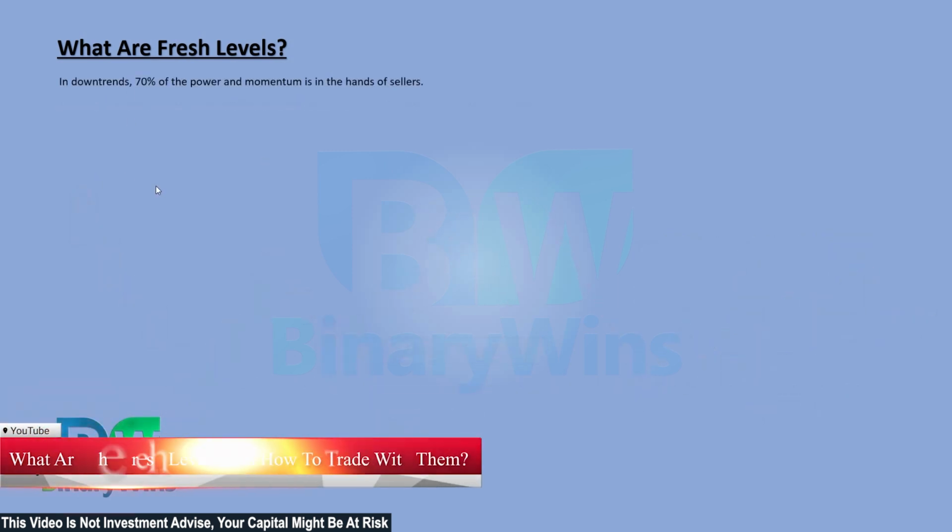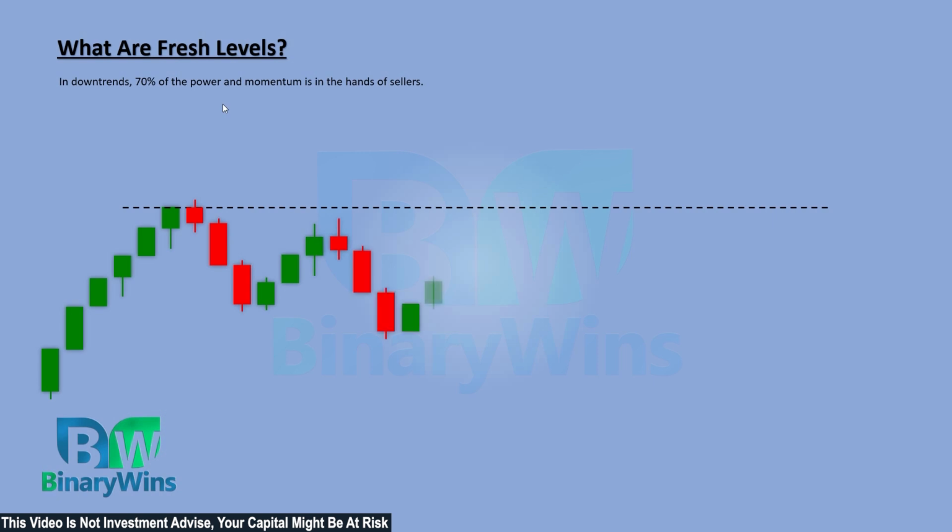But how should we find downtrends? In downward trends, 70% of the power and momentum is in the hands of the sellers. Pay attention to these candles. In this form, unlike the previous slide, we first have a high, a low, then a lower high, and finally a lower low. So we also have confirmations of the downward trend.